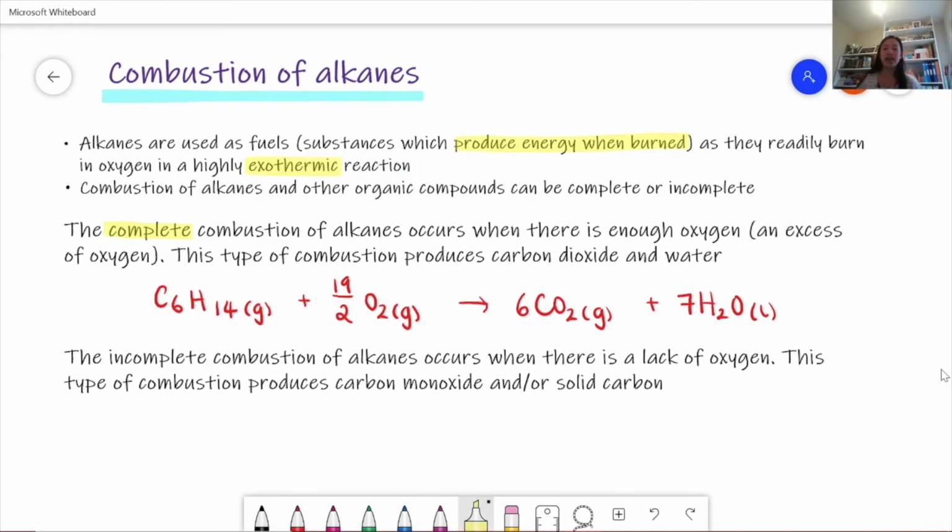The other type of combustion you can get is incomplete combustion, and this is when there's a lack of oxygen, so we don't have enough to completely combust it. And this type of combustion produces carbon monoxide and also solid carbon. Now, solid carbon we also call soot, and this can lead to global dimming, which is where lots of these little particles will absorb sunlight and reflect it back towards the sun, so we get less sun on Earth. And also it produces carbon monoxide, which is a highly toxic gas.